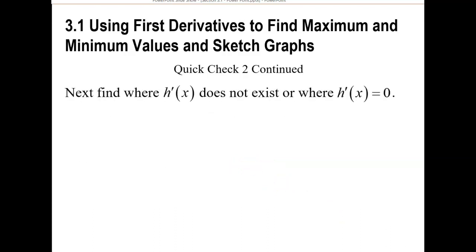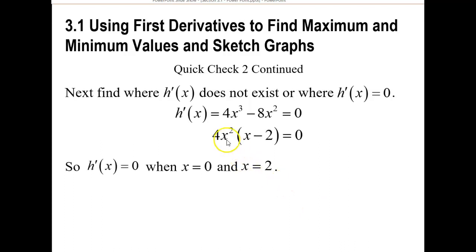All right, next find where h prime doesn't exist or where it equals 0. That's the critical points. So h prime equals 0. It would never not exist, right? So the only thing we're worried about here is when it equals 0. So here we can factor out 4x squared, leaving x minus 2. And then setting this to 0 gives me 0, and setting this to 0 gives me 2. So when x is 0 or x is 2. Thus, 0 and 2 are my critical values.